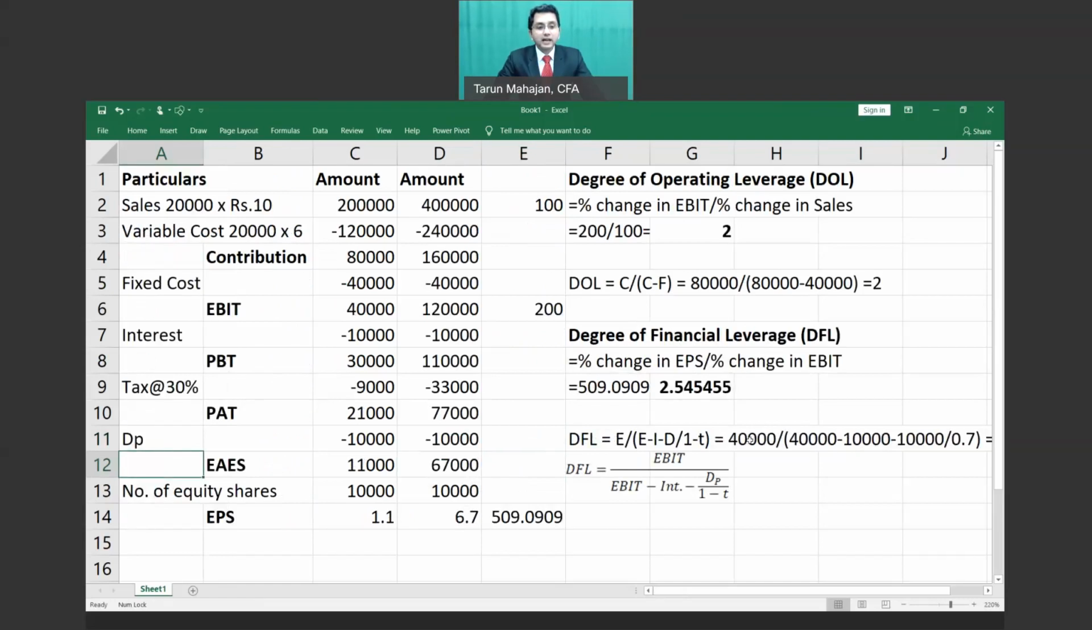What is operating leverage? It is a relationship between sales and EBIT. What is financial leverage? It is a relationship between EBIT and EPS. Then the next thing may be the total leverage. So what is total leverage?